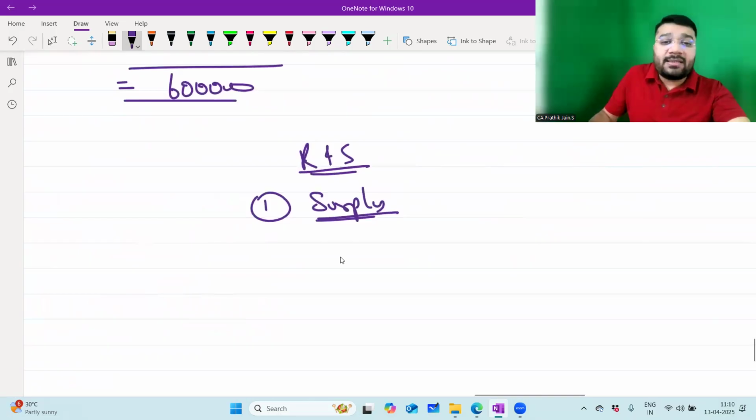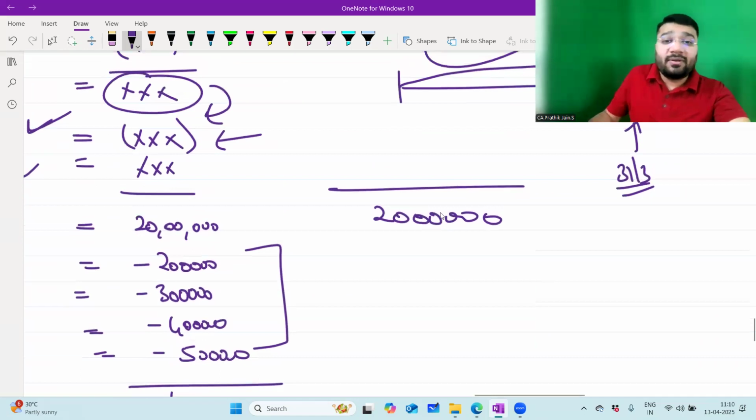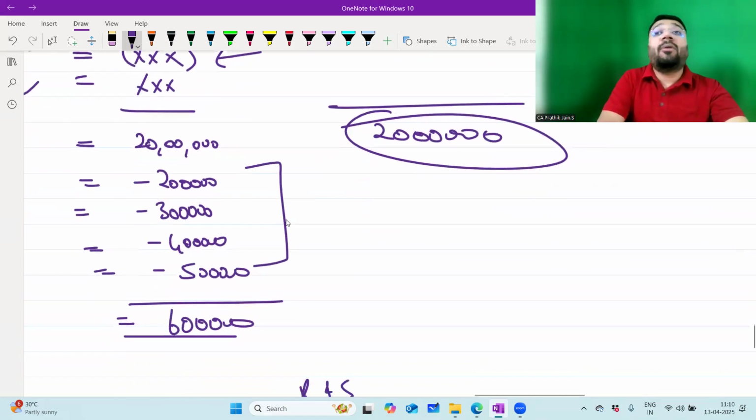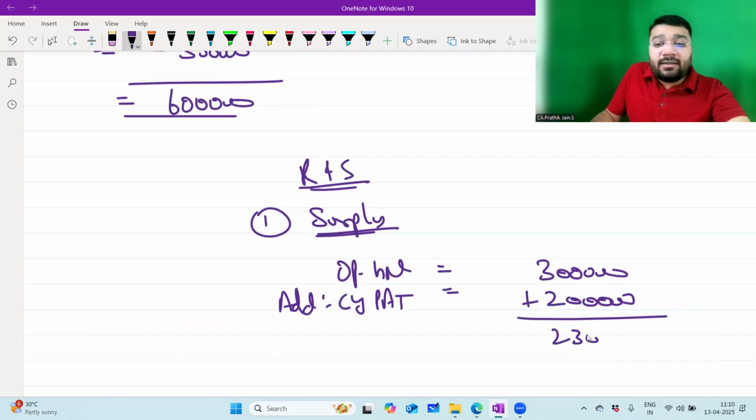Under that, the opening balance is how much? Opening balance we took as 3 lakh. Add current year's profit after tax. How much? Not 6 lakh, 20 lakh. Because I'm transferring the PAT here. All the appropriation to be done in the notes to accounts. So PAT is how much? 20 lakh. So how much is total? 23 lakh. Now this 23 lakh is not called as closing balance.